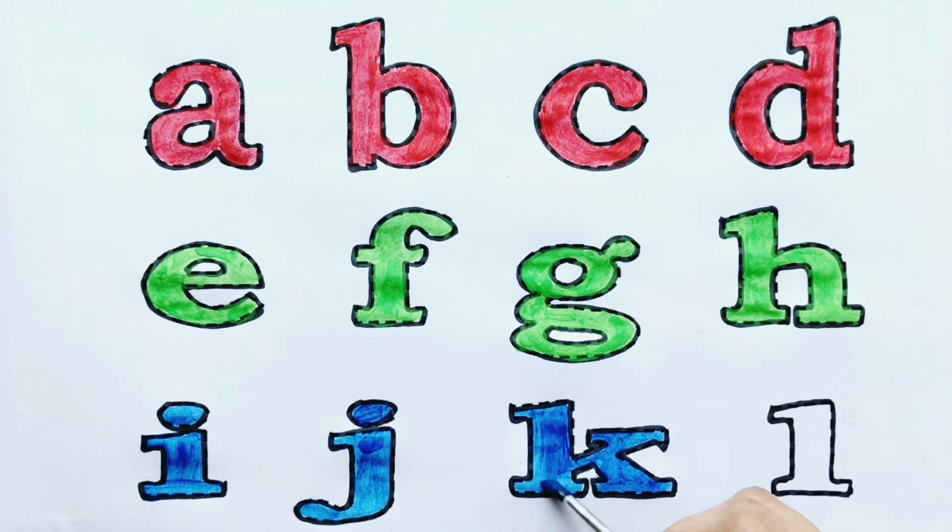Let's see a list of words that start with the letter A. Apple, angel, address. L for lollipop. April, autumn, ambulance, airplane, arrow.